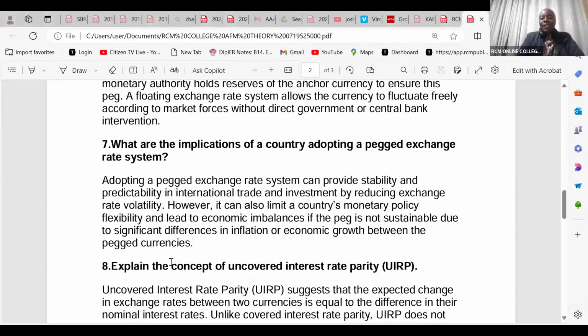Explain the concept of uncovered interest rate parity. When we talk of covered interest rate parity, we are making use of arbitrage opportunities. I've taught you these arbitrage opportunities. In this case, we have Uganda interest rate, maybe it's 15%, Kenya interest rate, maybe it's 10%. So then we can easily invest our money where? In Uganda, where the interest rate is higher. We borrow from Kenya and invest this money in Uganda, so that at the end of the day, we earn more interest there.